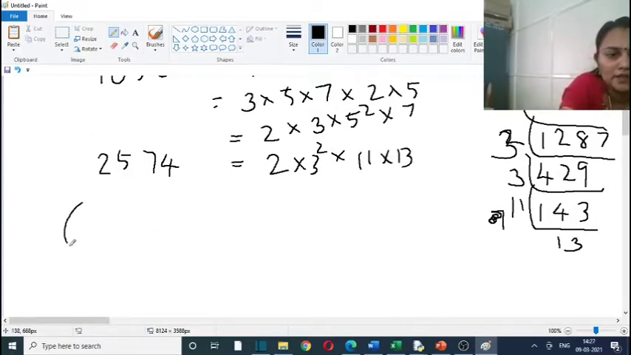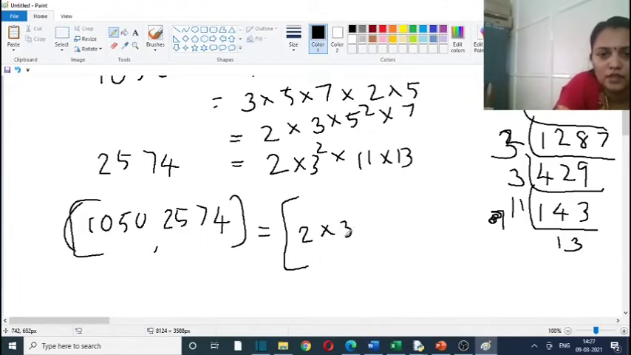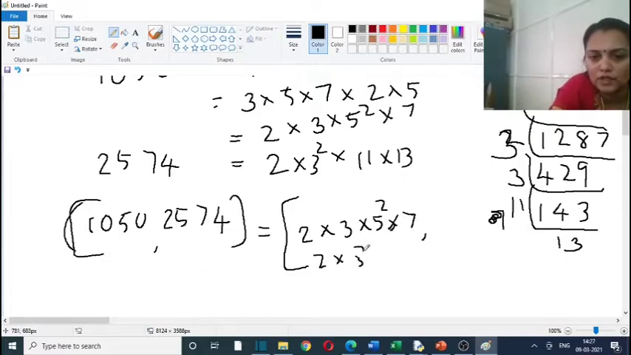So LCM of 1050 and 2574. 1050 is equal to 2 into 3 into 5 square into 7, and 2574 is 2 into 3 square into 11 into 13.